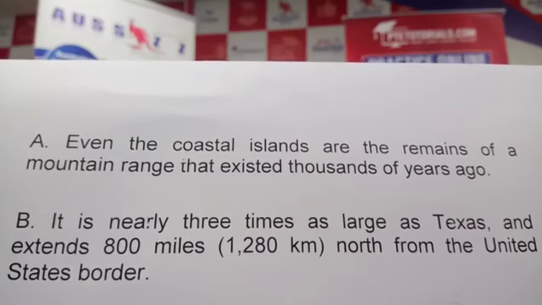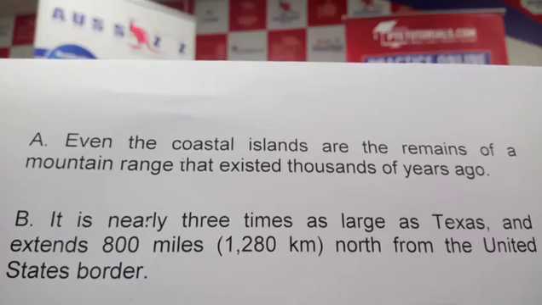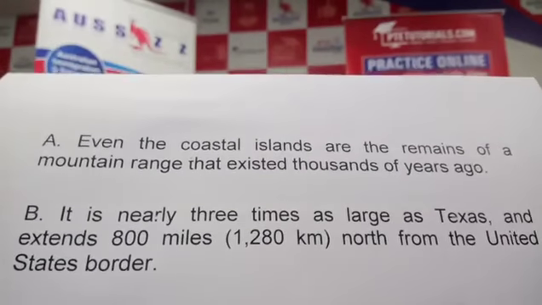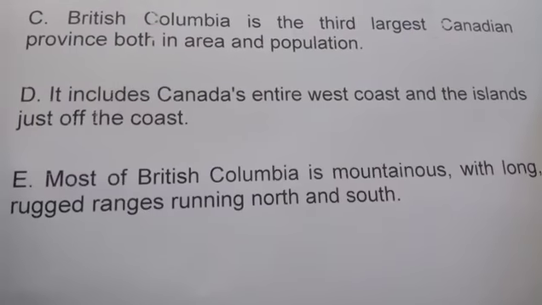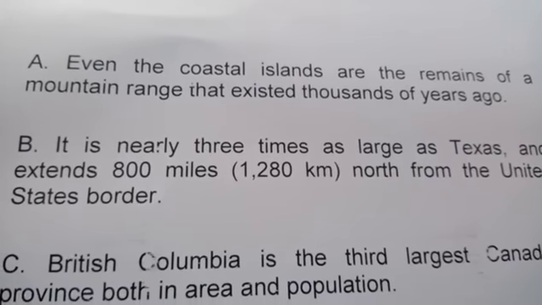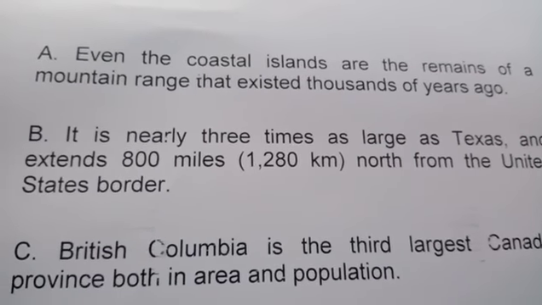And it looks like a proper conclusion. Why is it the conclusion? Because it links with the point in paragraph D, which is the region or the topography which is mountainous. And finally A, even the coastal islands are the remains of a mountain range that existed thousands of years ago. So the right answer is C, B, D, E, A.